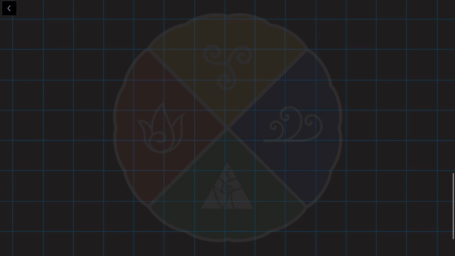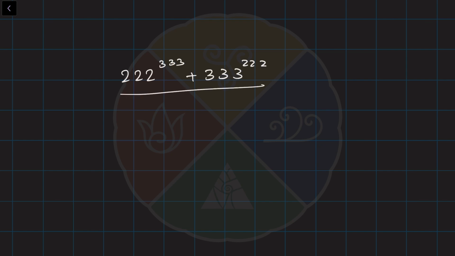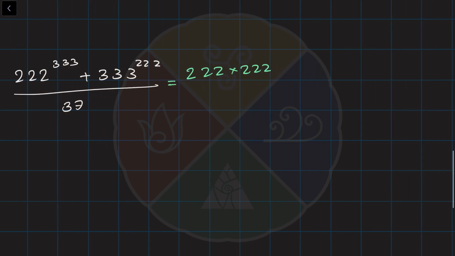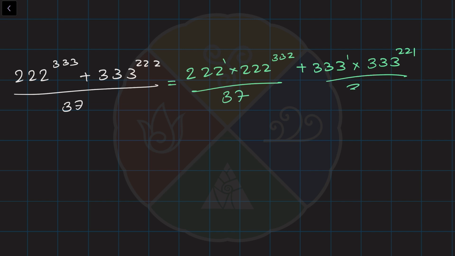So for the divisibility by 37, again I'll take the number, 222 raised to 333 plus 333 raised to 222. For checking the divisibility by 37, I don't have to take the remainder theorem. I can still use the same method which I used above. For example, 222 into 222 raised to 332 plus 333 into 333 raised to 221, divided by 37.